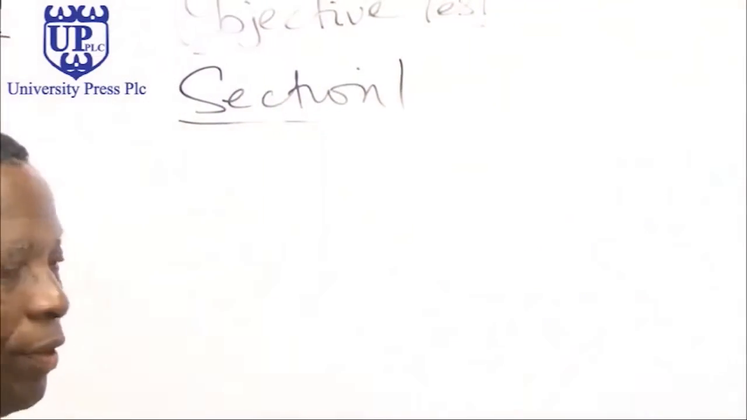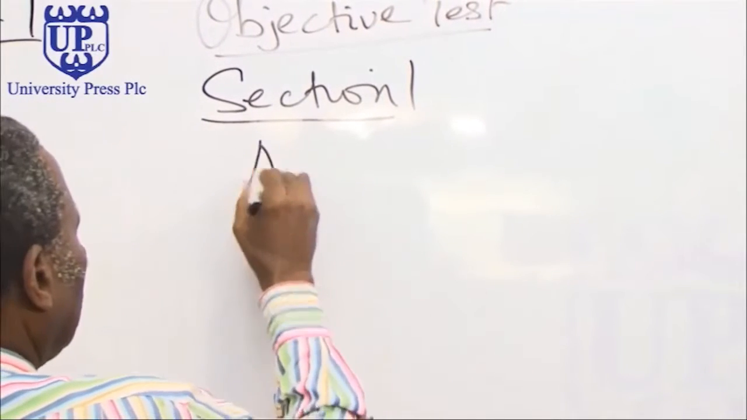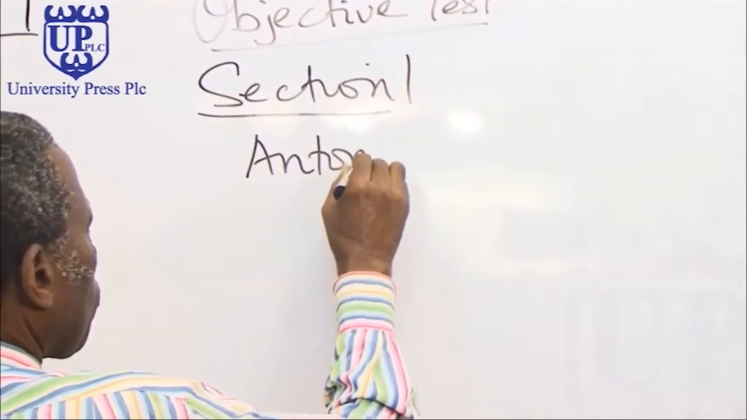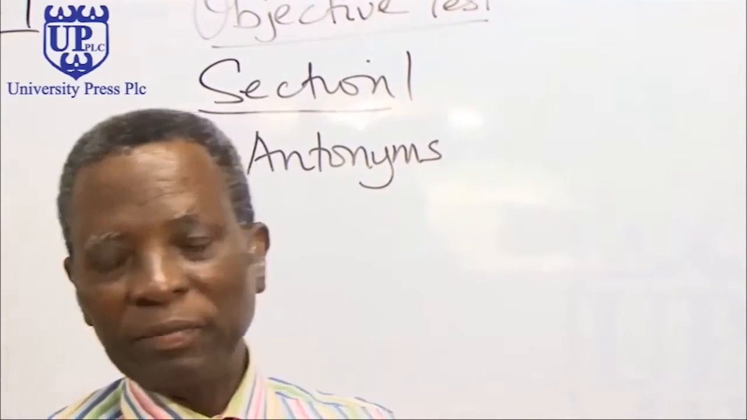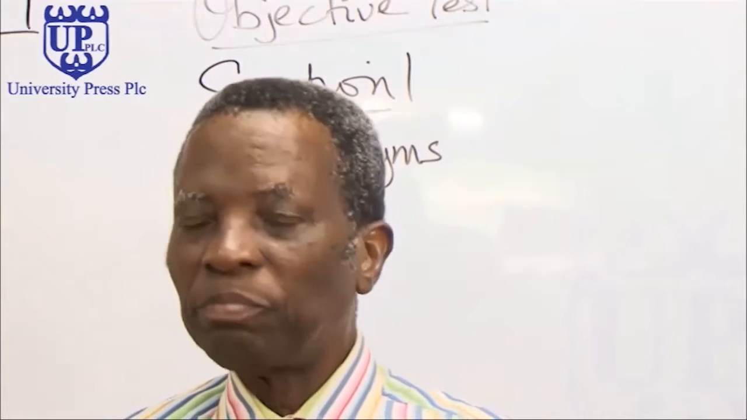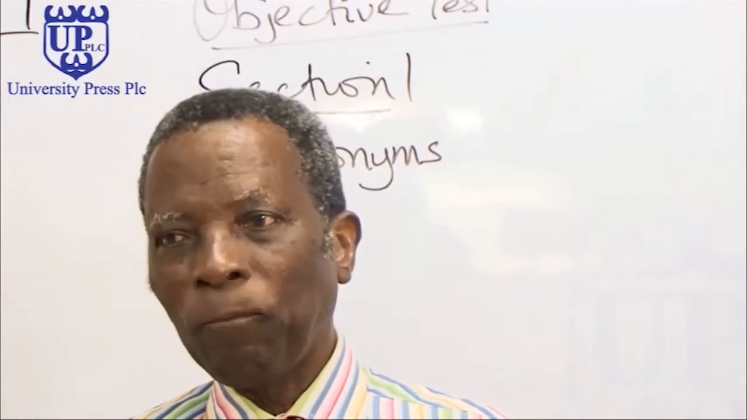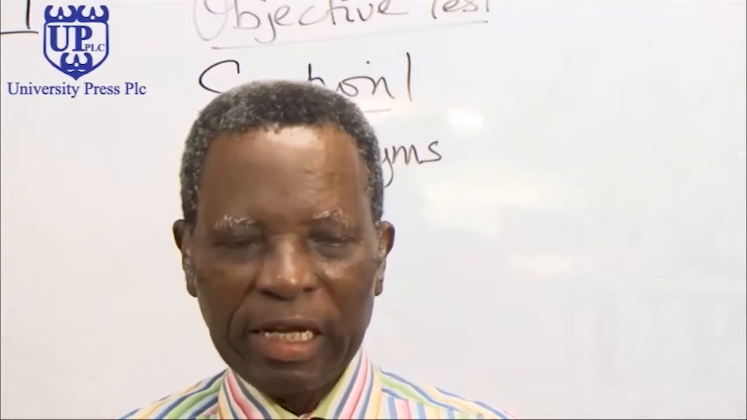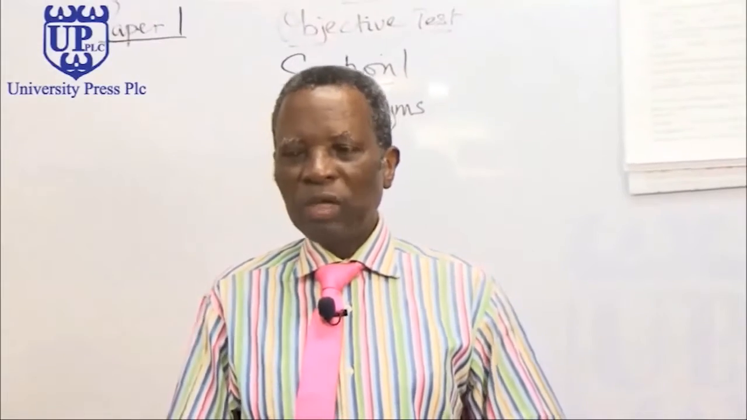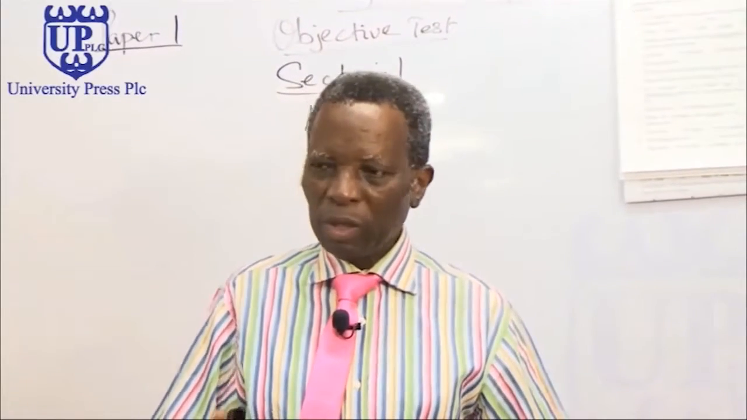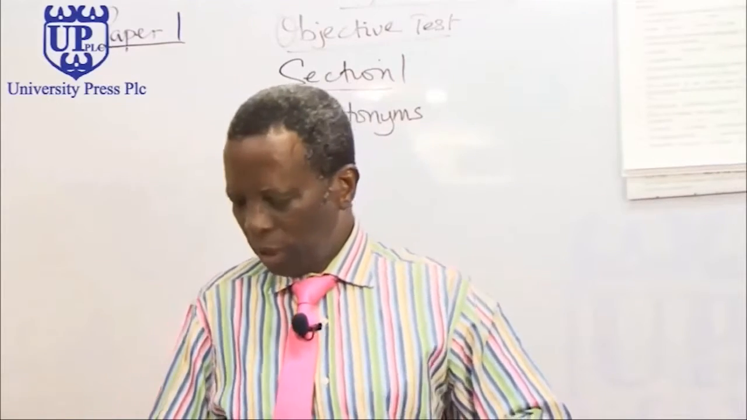Section 1 deals with antonyms. In other words, words and opposites. But don't forget that even though it is word and opposite, we have said that a word has a meaning according to the context. So you need to read the sentence itself to know the context you are dealing with, so that you don't give the wrong opposite. Because as I told you before, a word has a meaning according to the context.